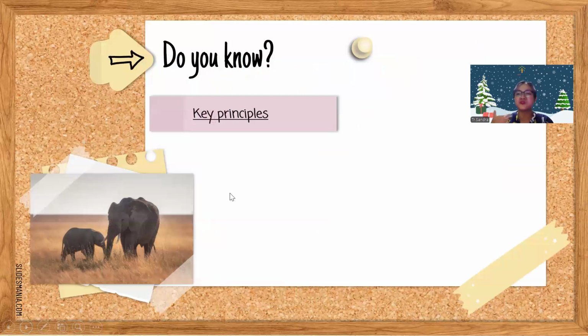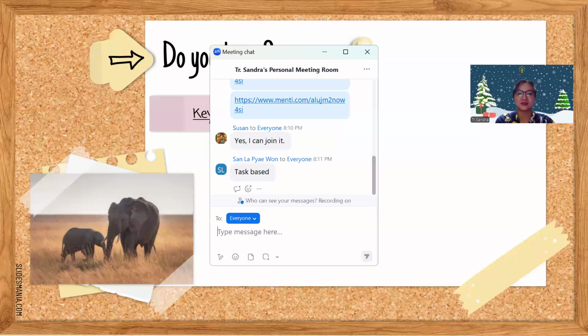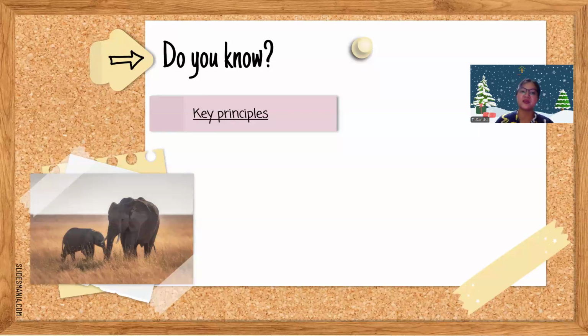So what are the key principles? I think some of you have already mentioned. What are the key principles? You can unmute yourself and discuss, or you can type. Yes, tasks. Okay, thank you, teachers. And what else? Just only task. Okay, thank you. Task. Okay. And what else? Language. Okay, thank you, teachers. Just only language.